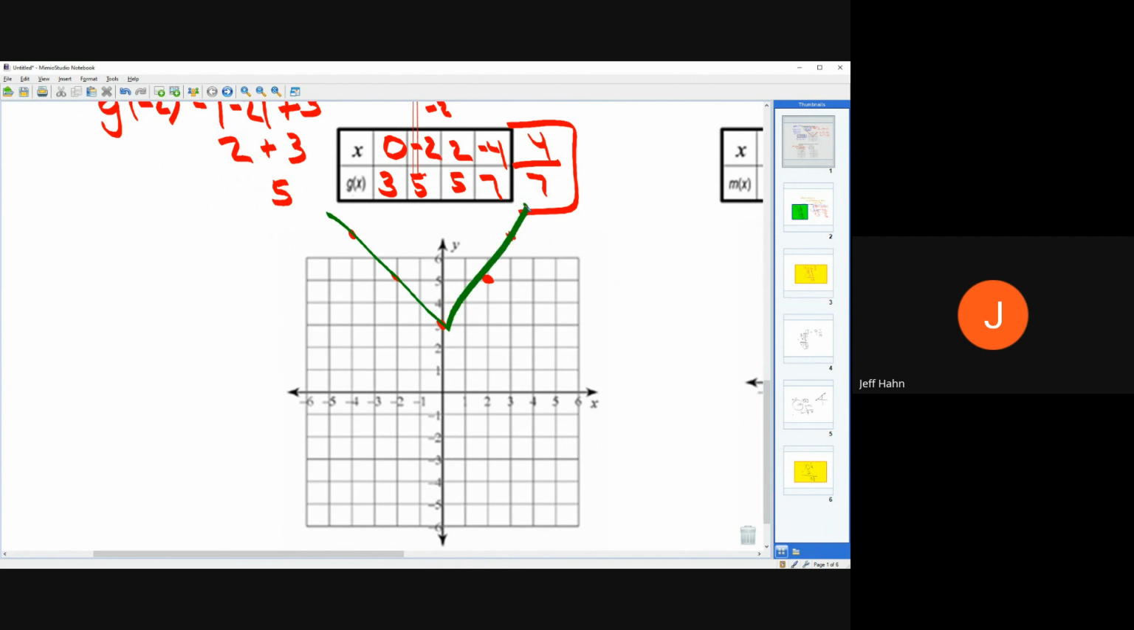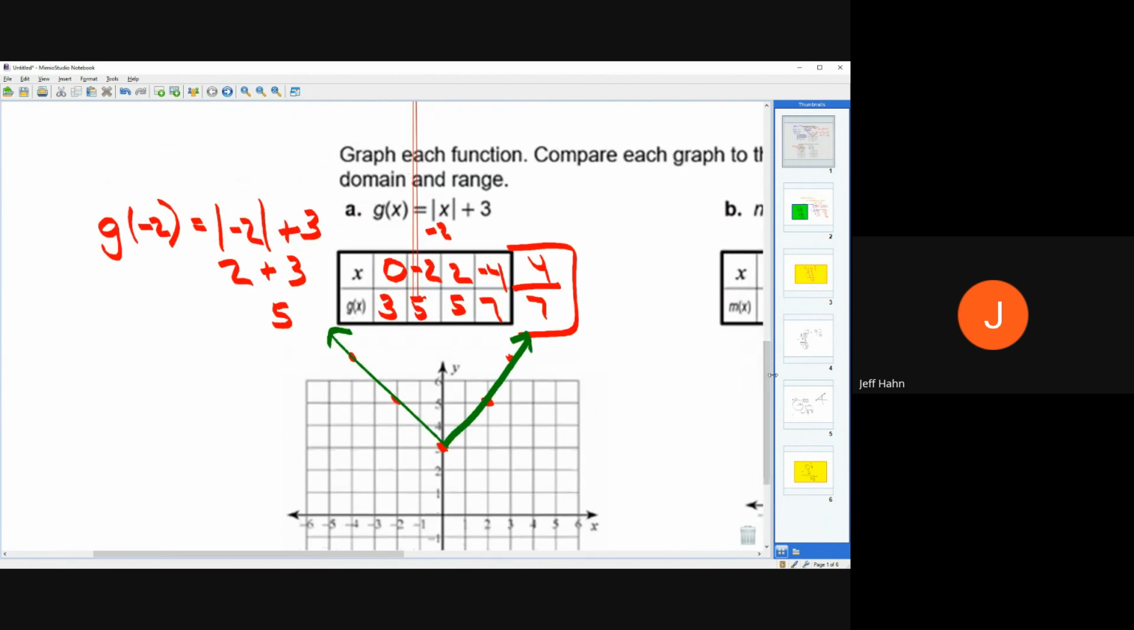Not bad. Notice what shape it is? A V. What has happened? Think about the parent function, which was this. What effect did the positive 3 have on that? It just made it a shift up 3. It just went up 3 paces.